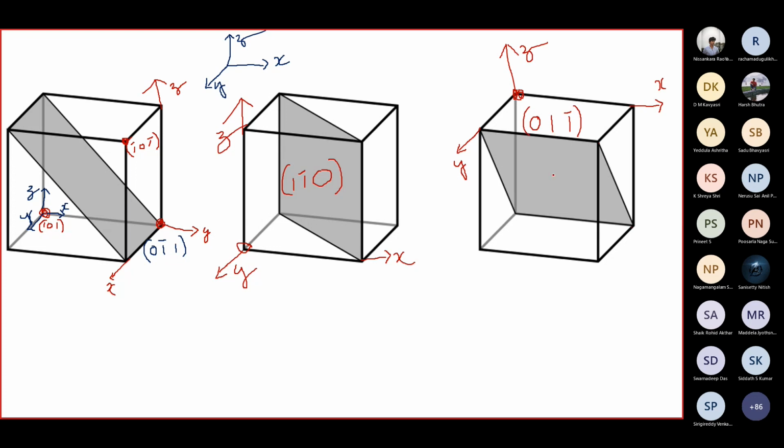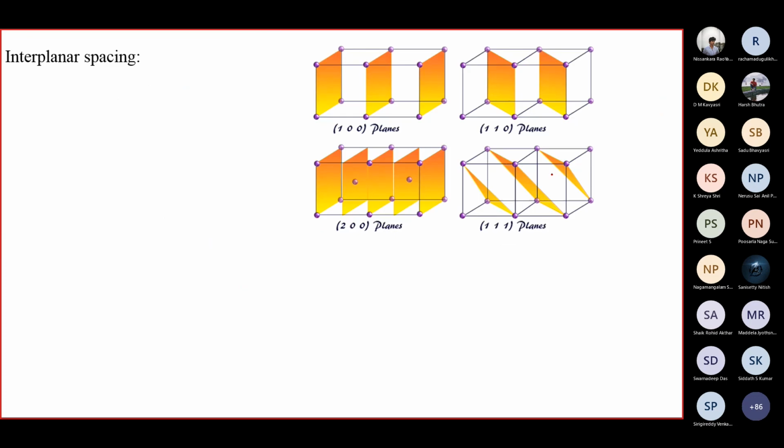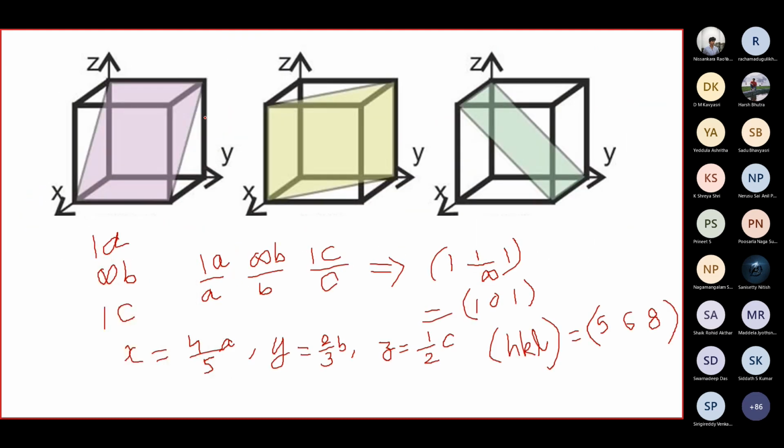So we have different sets of planes with which we can define a crystal structure. Do you agree? Now let's study something about these planes themselves. Here, we have different sets of planes. Previously also I had explained this. I don't know whether you remember or not. Just a minute, let me check.